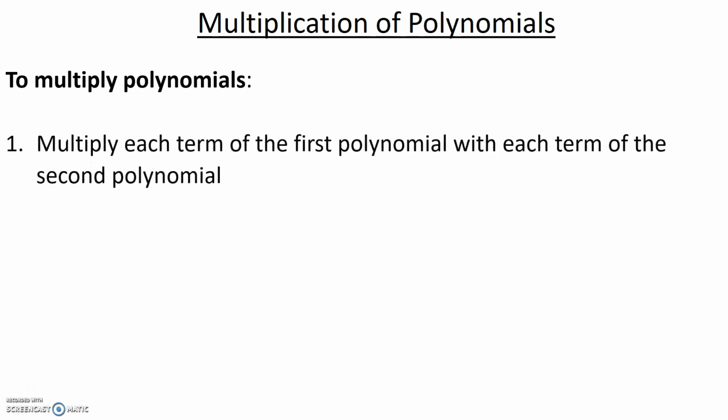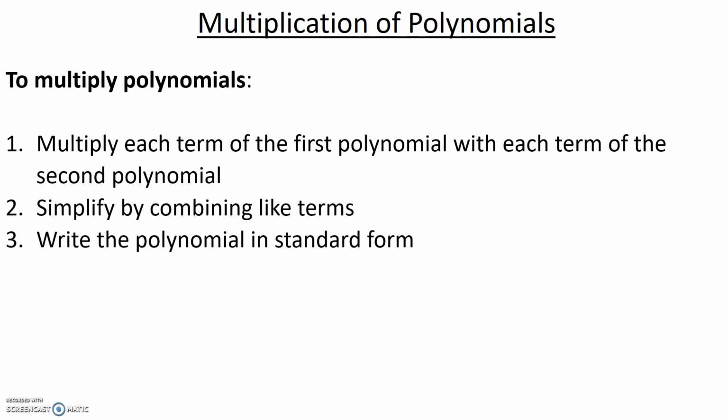In this section, we will talk about the multiplication of polynomials. To multiply polynomials, multiply each term of the first polynomial with each term of the second polynomial. Simplify by combining like terms. Then finally, write the polynomial in standard form.